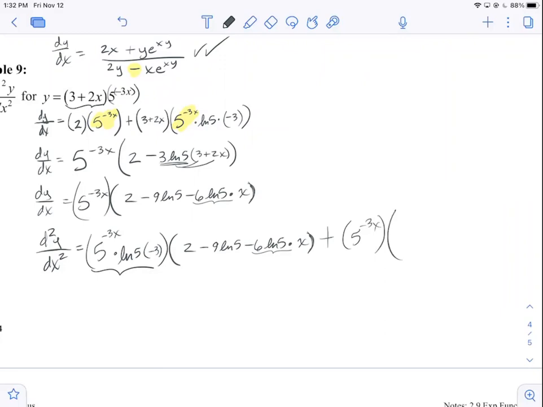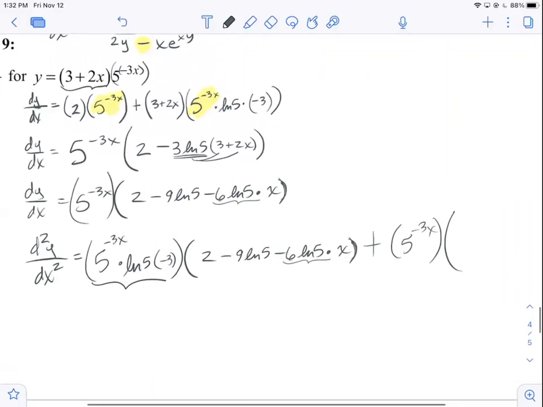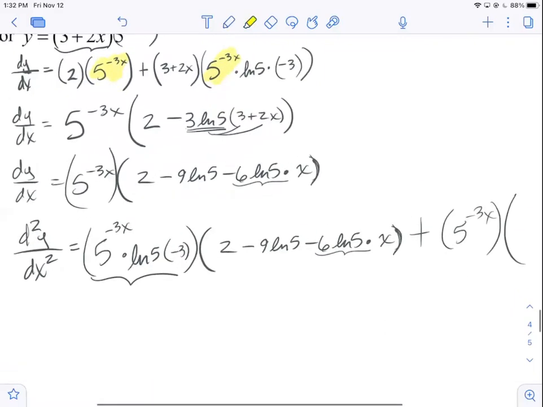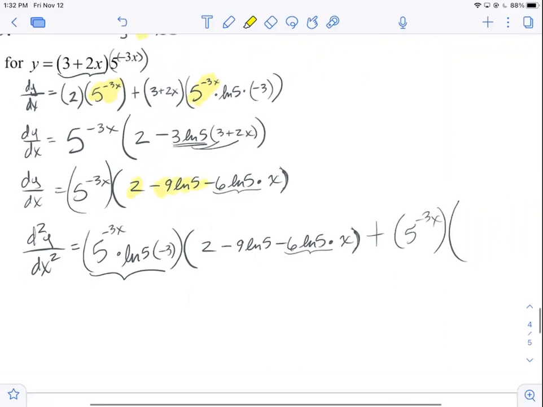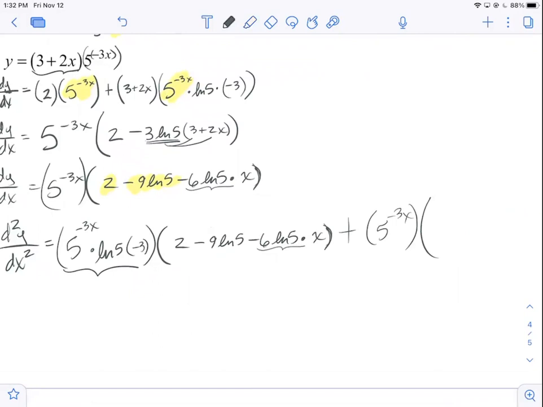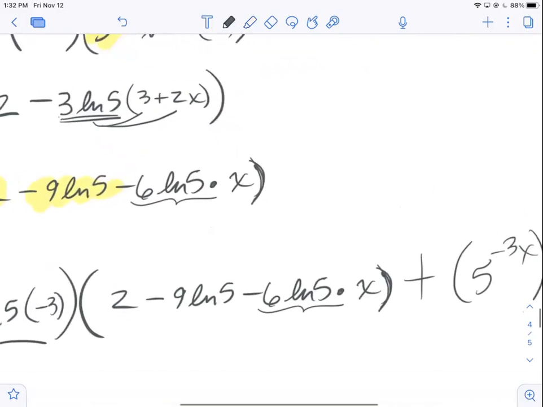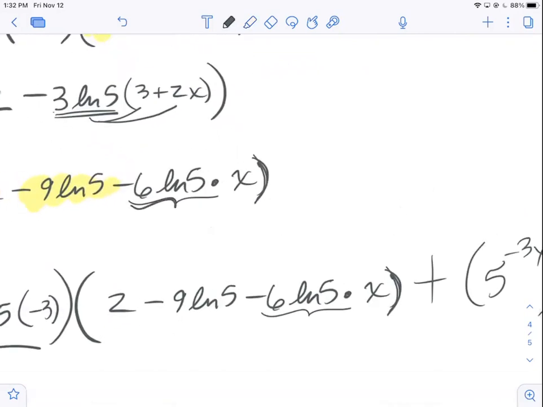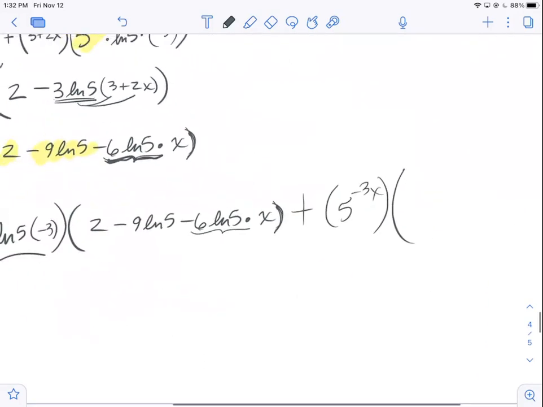And now we're going to take the derivative of the second piece. And this is why we expanded it. 2 is a number, minus 9 natural log of 5 is a number, right? There's no variable in it. What's the derivative of a constant? 0. So those two highlighted terms go away to 0. And then as we saw earlier, what's the derivative of a linear term? If it were 5x, it'd be 5. If it were 10x, it'd be 10. So it's just the coefficient, right? So it's just going to be minus 6 natural log of 5.